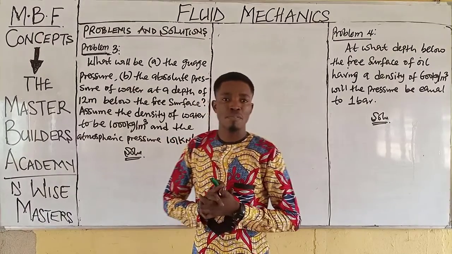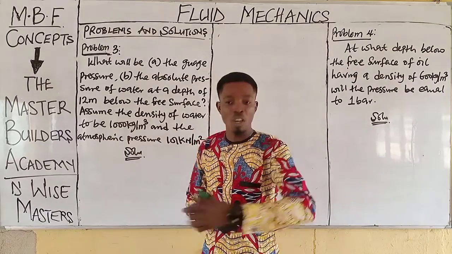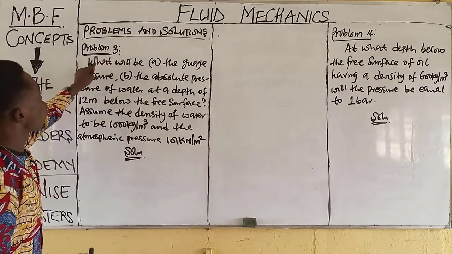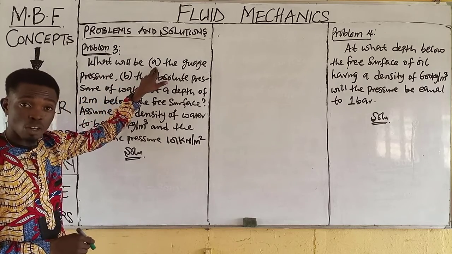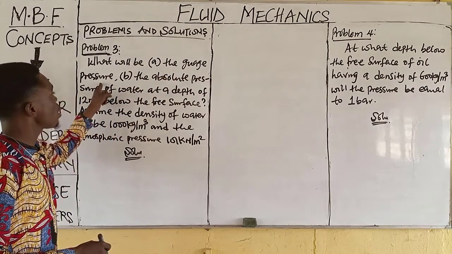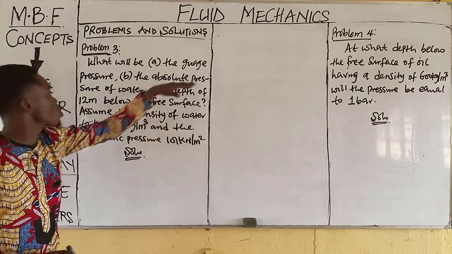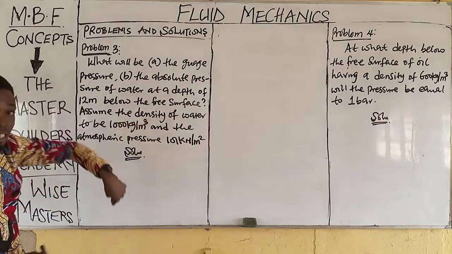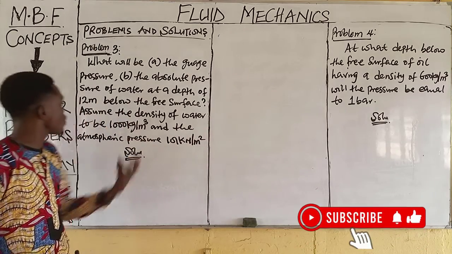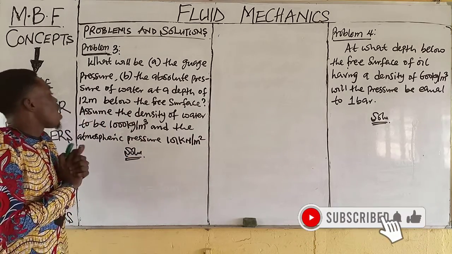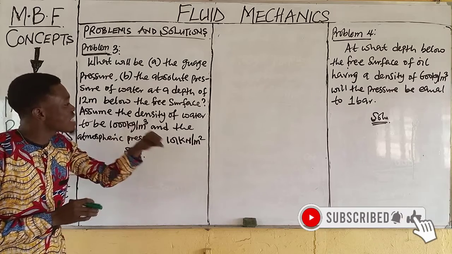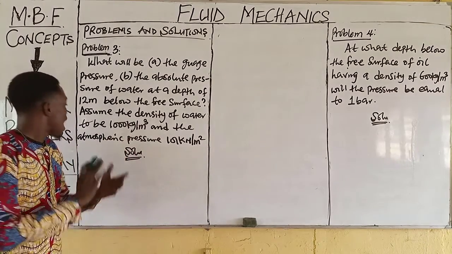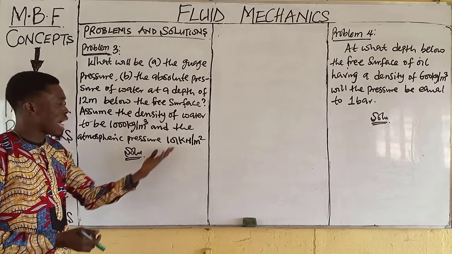Now we have question number 3 and 4 on the board. For question number 3, problem 3, what will be A? Roman figure 1, the gauge pressure. Roman figure 2, the absolute pressure of water at a depth of 12 meters below the free surface. Now, assume the density of water to be 1000 kilogram per meter cube and the atmospheric pressure as this.